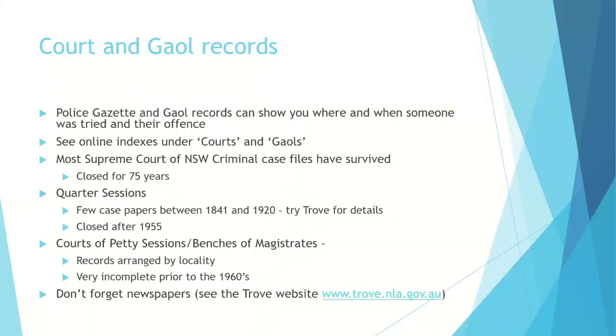Court and jail records are useful as well because they can show you where and when someone was tried and their offence. We do have a range of indexes under courts and jails. So we've got our jail photographs index, and we also have some indexes under C for courts as well. In terms of the papers, Supreme Court criminal records have survived fairly completely, but not fully, but they're closed to public access for 75 years.